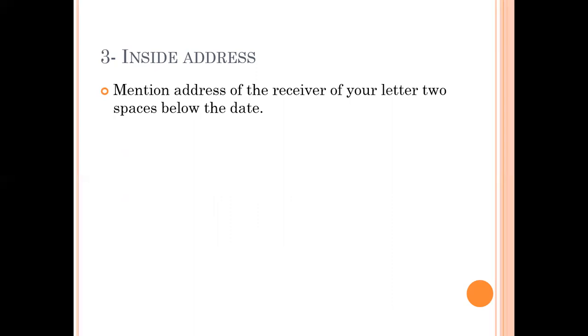Okay, I'm writing this letter to somebody, and that somebody's address should be this. This is what we call the receiver's address. The first one was my address, and the second one is the inside address that we're talking about, and it is about the person who is going to receive your letter.